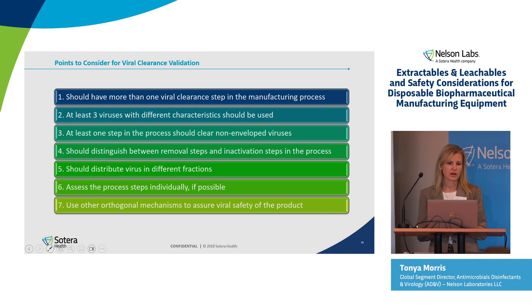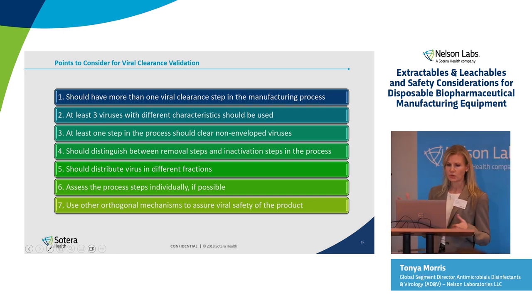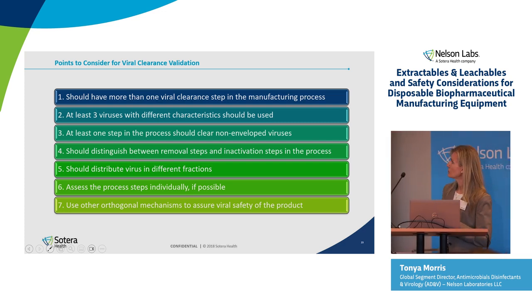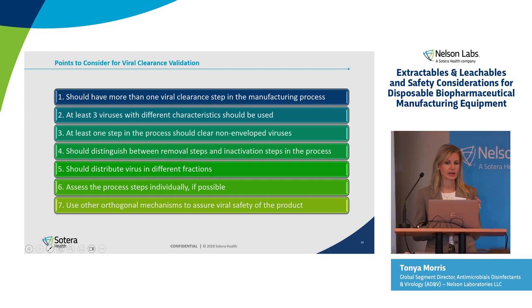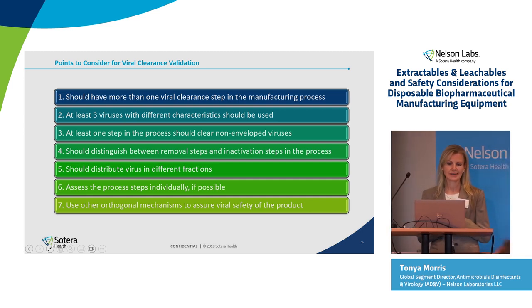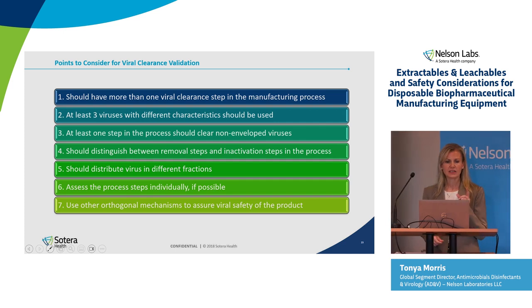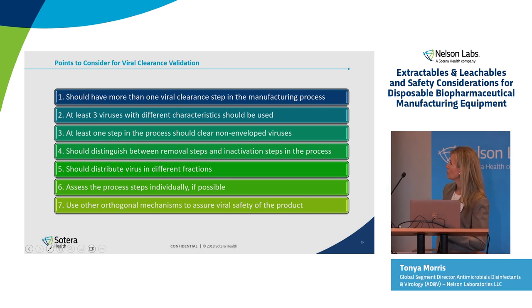So some points that you want to consider for viral clearance, just to summarize what we've talked about: you should have more than one viral clearance step in the manufacturing process. At least 3 viruses with different characteristics should be used, which we actually haven't talked about yet, but we're getting to that next. At least one step in the process should clear non-enveloped viruses, and you should distinguish between a removal step and an inactivation step as well.